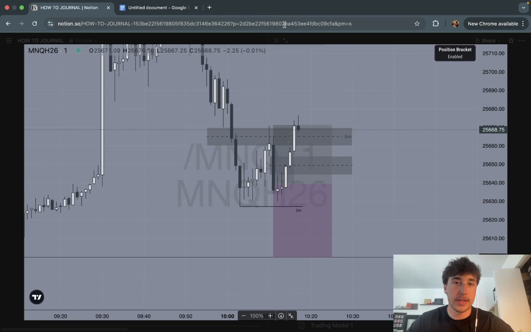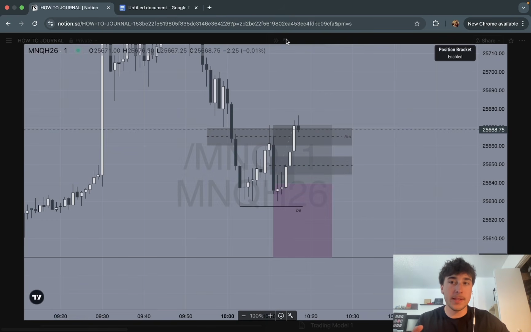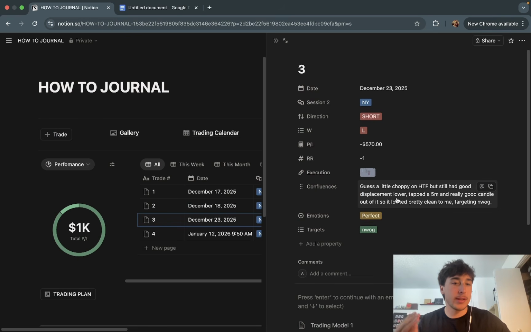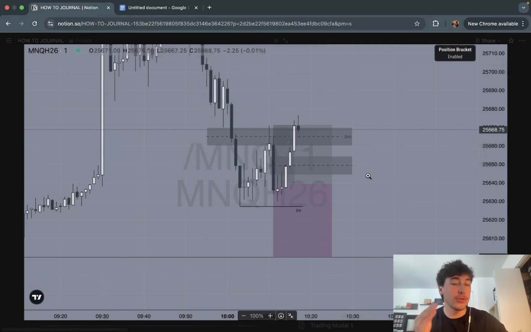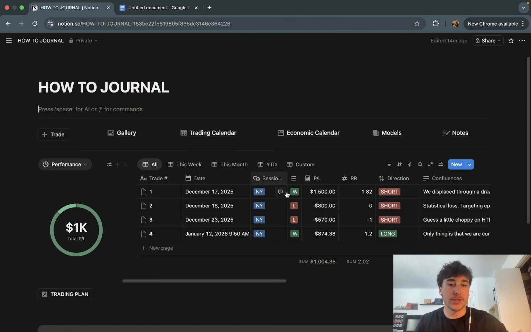So you can tell the differences between a winner and a loser. This might look all right. This looks A plus 100%. But then I say, okay, choppy on high time frame. You don't see that in the picture, but I'm writing it here. So that's the difference. It was choppy on high time frame. So I've got to look out for that in my other losers.